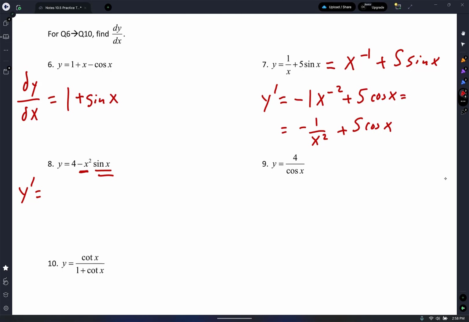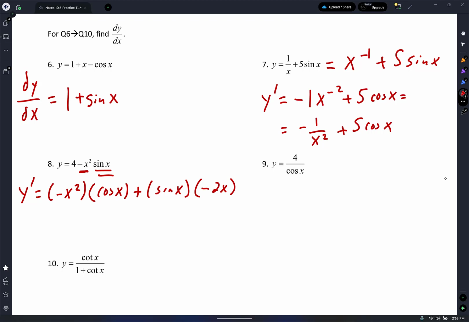Product rule. The first is negative x squared. The second is sine x. First, negative x squared times the derivative of the second. What's the derivative of sine x? Cosine x, plus the second, sine x, times the derivative of the first, which is negative 2x.